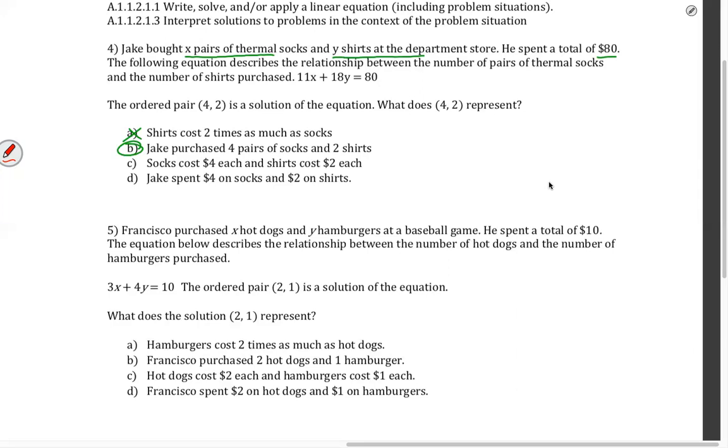Well, it says X hot dogs and Y hamburgers. So X is hot dogs and Y is hamburgers. So hamburgers cost 2 times as much? No, because it says 3 for a hot dog and 4 for a hamburger. So we know that's not true. Francisco purchased 2 hot dogs and 1 hamburger. There you go, B. Just from reading the problem. It says it right there. X hot dogs, Y hamburgers.